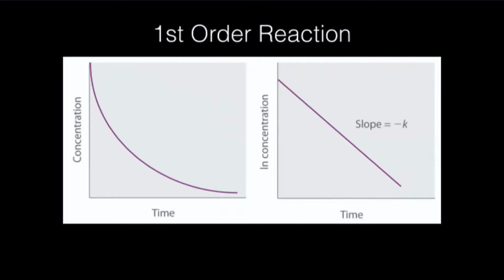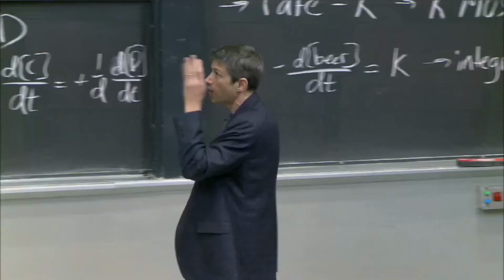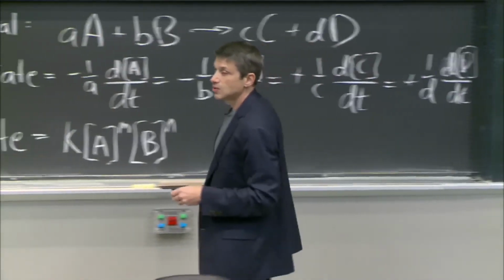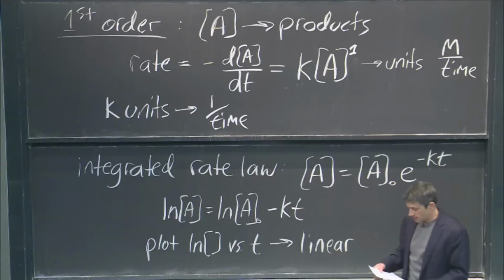And so, you can kind of go back and forth. It's like, if I had a linear plot with concentration versus time, it's zeroth order. If I had a linear plot with log concentration versus time, it's first order. And you know that from the integrated rate law.